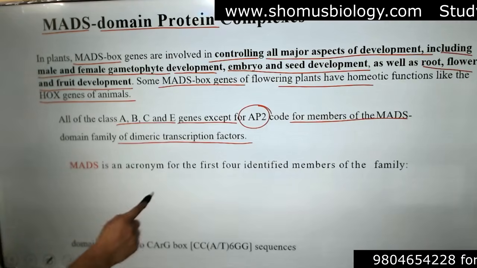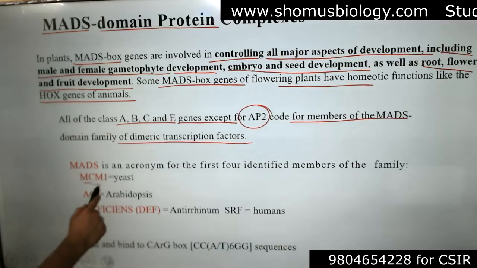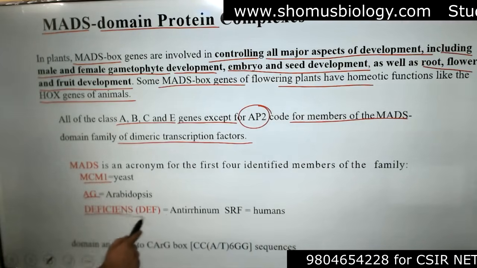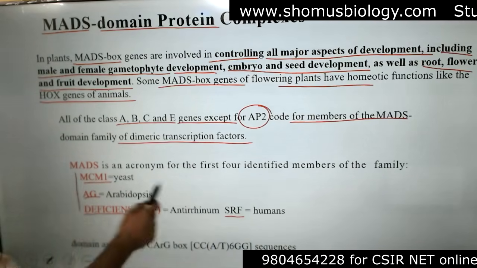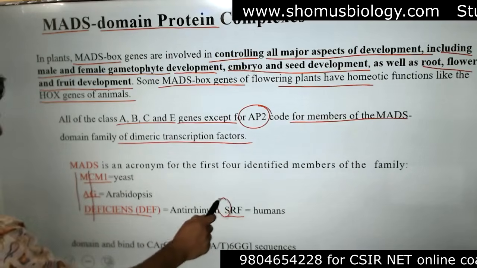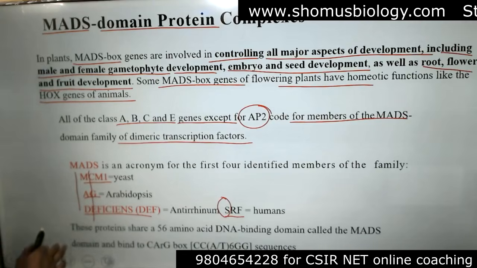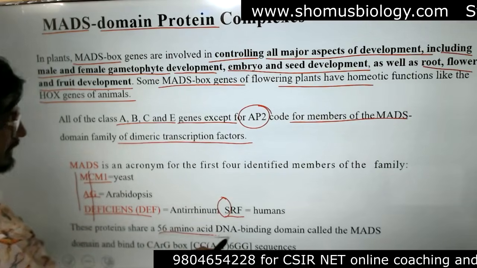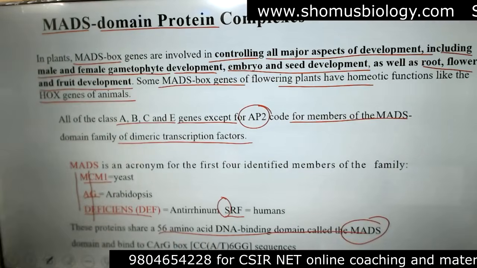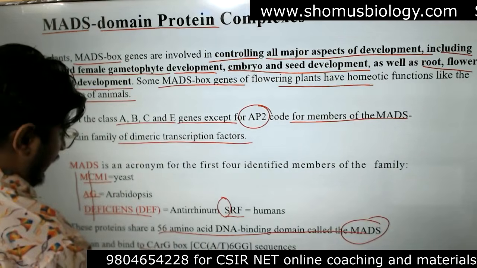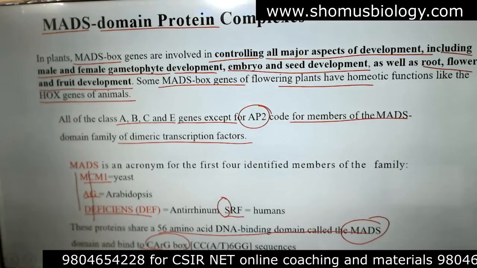MADS is an acronym for the first four identified members of the family: MCM1 in yeast, AG in Arabidopsis, DEFICIENS in snapdragon, and SRF in humans. So based on that, M, A, D and S. You don't need to remember that. But the thing is, these proteins have a 56 amino acid DNA binding domain. They're known as the MADS domain and bind to the CArG box, or CC(A/T)6GG sequences.